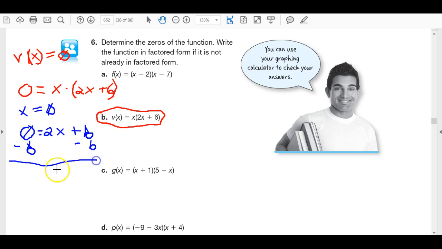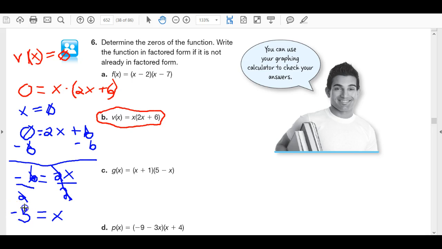If we do that, we're going to get 2x over here is equal to 0 minus 6, which is negative 6. Now I'm going to divide by 2. These guys will cancel. I divide this one by 2, and x is equal to negative 6 divided by 2, which is negative 3.